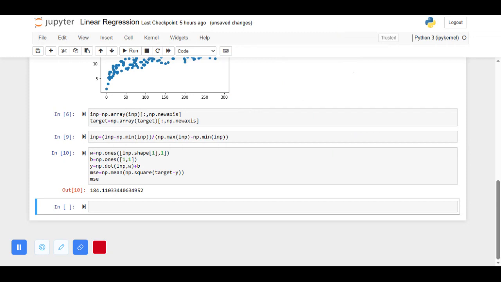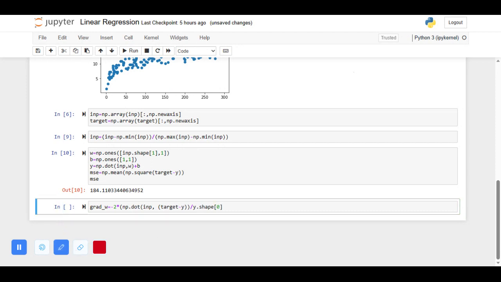For calculating the gradient descent, we have to take the derivative of the MSE. The derivative of the MSE with respect to W is equal to minus 2 times np.dot of input and error, where error is target minus Y, and all the values over y.shape[0]. So how did we get this?